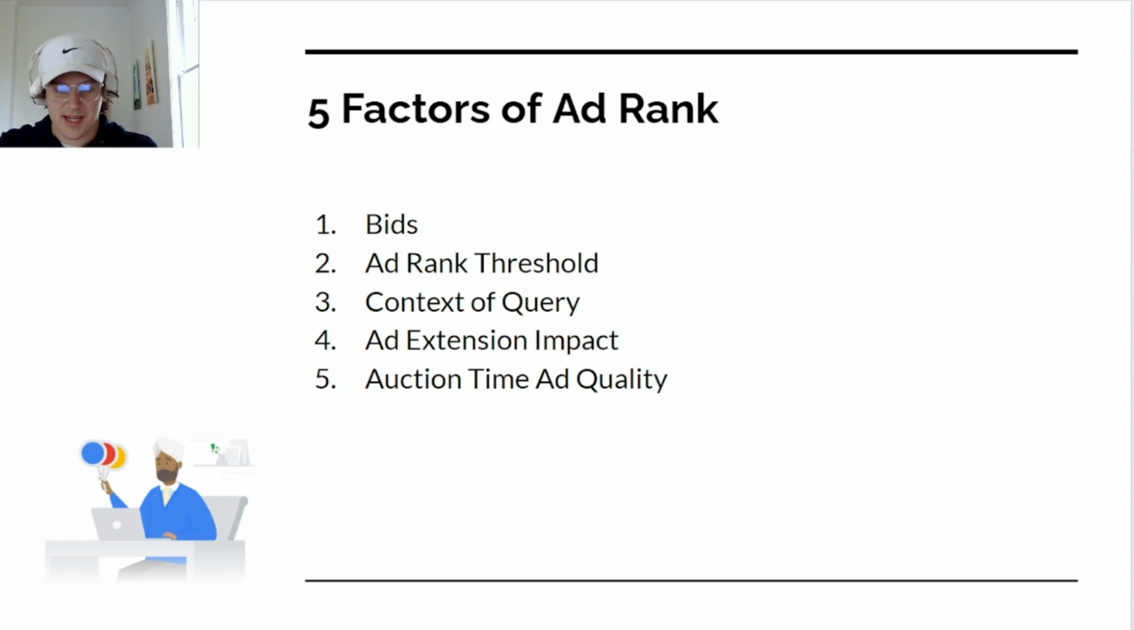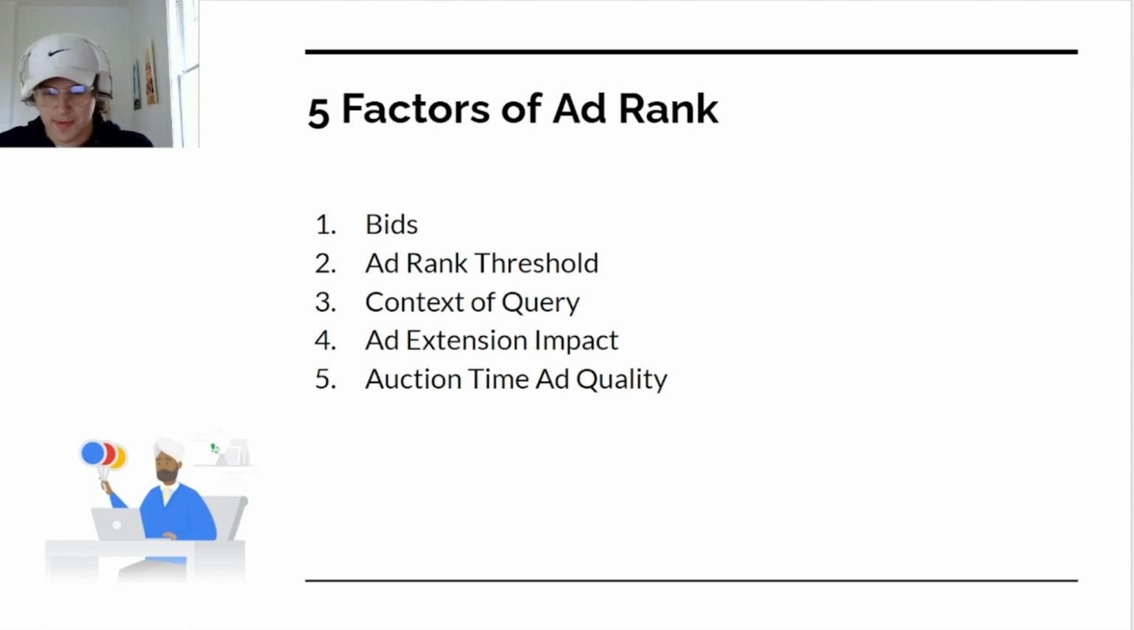And then the fifth thing is going to be auction time ad quality. So Google Ads also looks at how relevant and useful your ads are and the website it links to, right? So if people are clicking on your ad and going to a landing page, is it relevant, right? Does the landing page have similar copy to the keywords that you're bidding on?